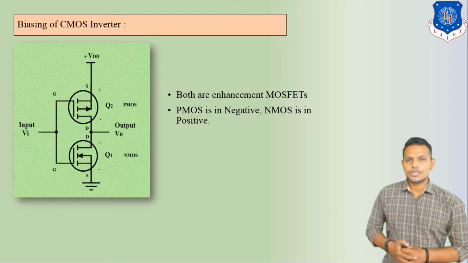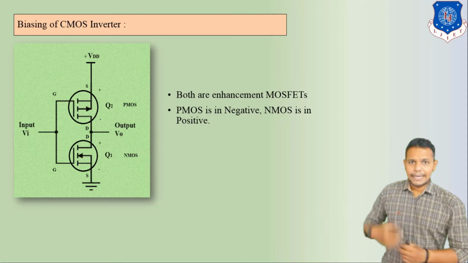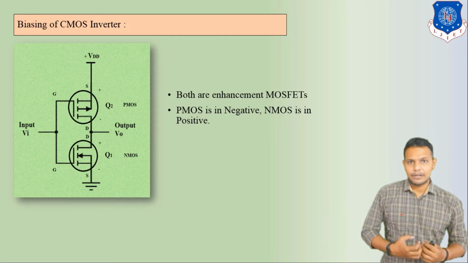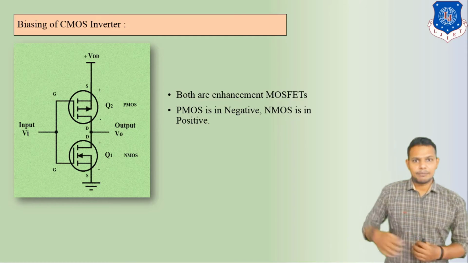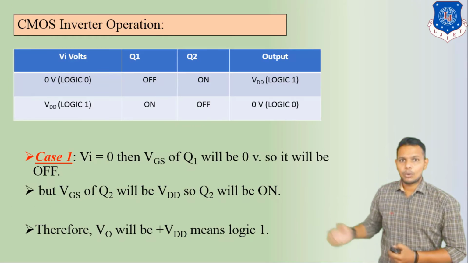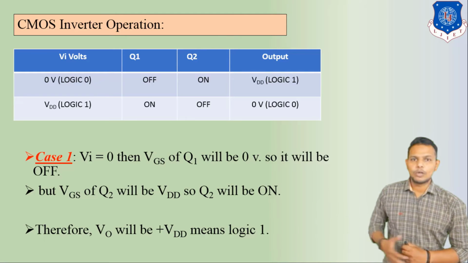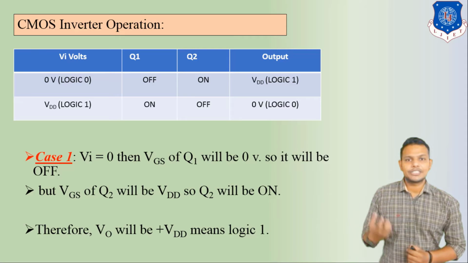We are going to use different cases here. First we apply 0 and conclude what happens, and finally we apply 1 and then measure the result. Now this is the CMOS inverter operation. VI is at 0 volts, that means it is basically logic 0.